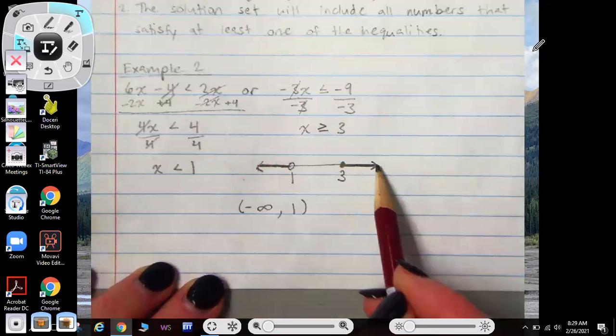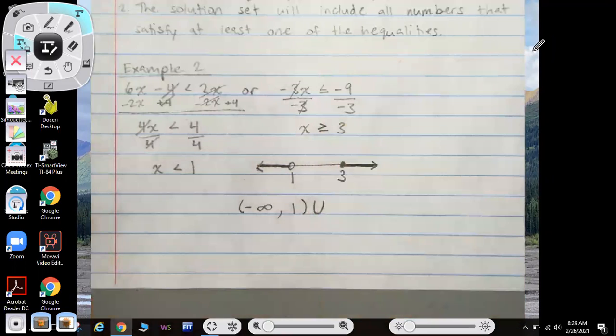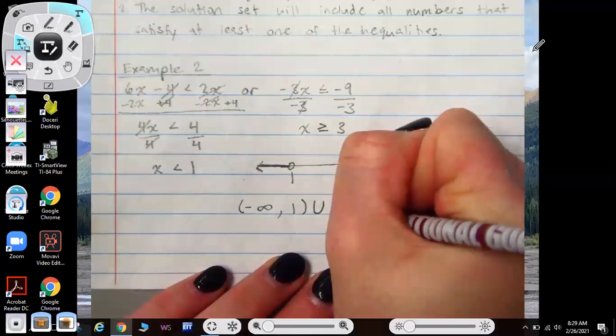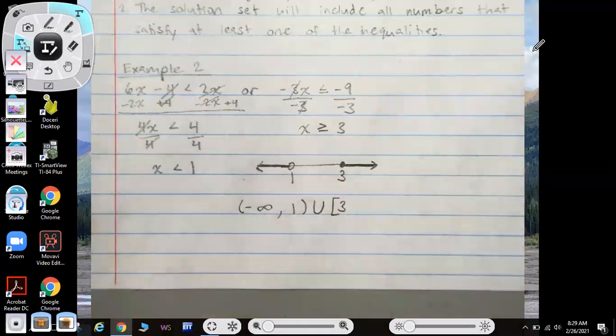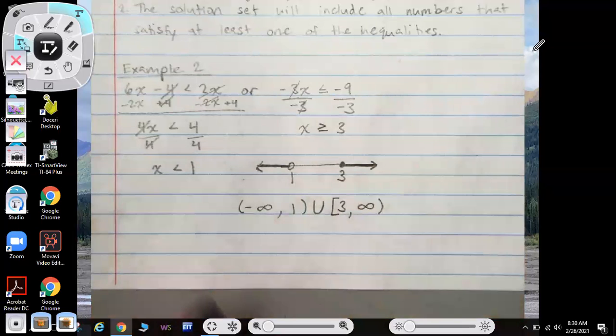Then we're going to write our other interval. So we're going to join our other interval to this one with the U symbol that stands for union. And our other interval starts at 3. And because we're including 3 in our solution, we use a square bracket. So open circle, you use a parenthesis. Closed circle, you use a square bracket. And then the other part of this interval is we're going all the way to positive infinity. And with infinity symbols, you always use parentheses. You never use square brackets.